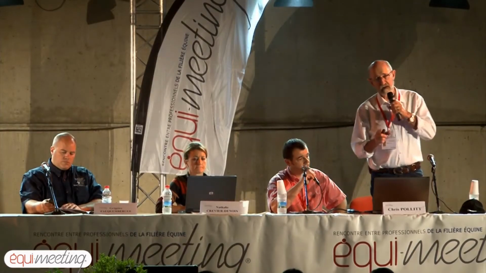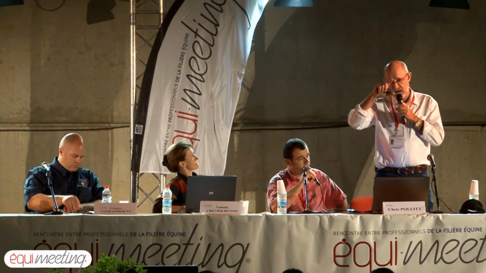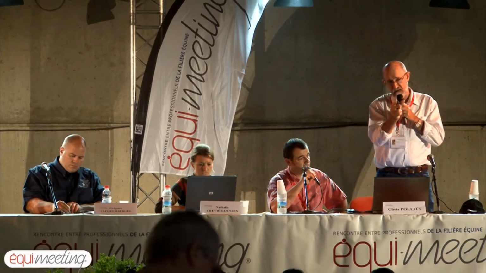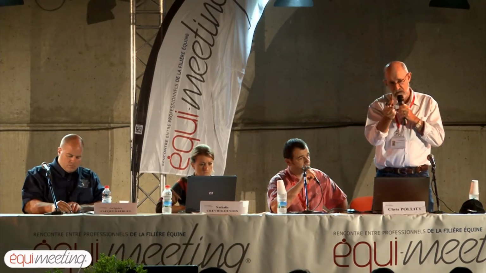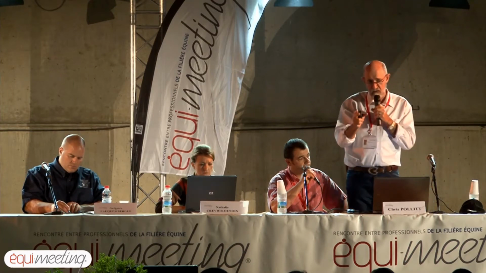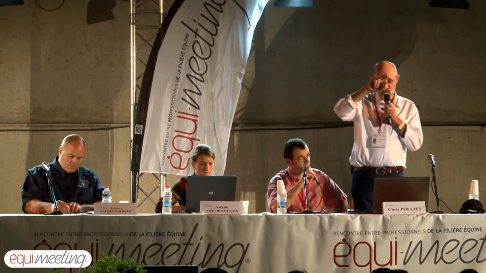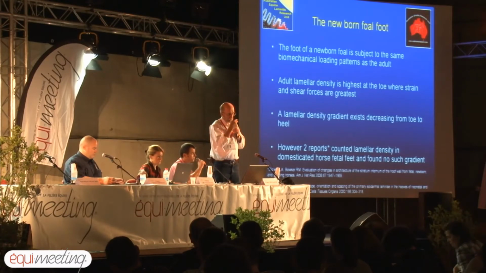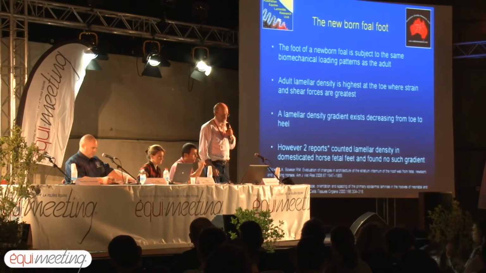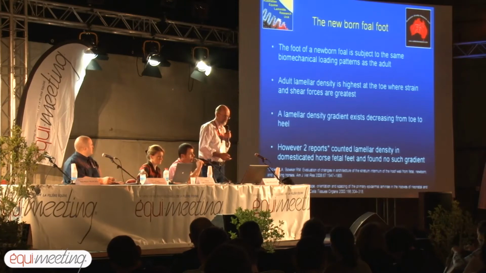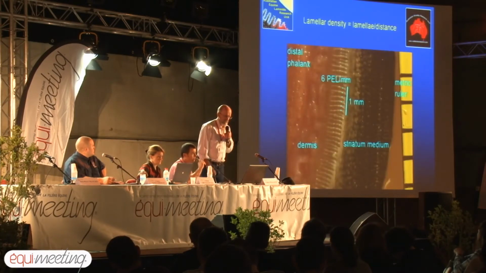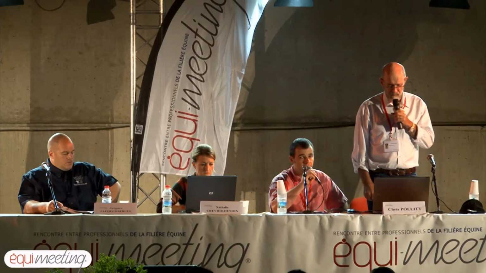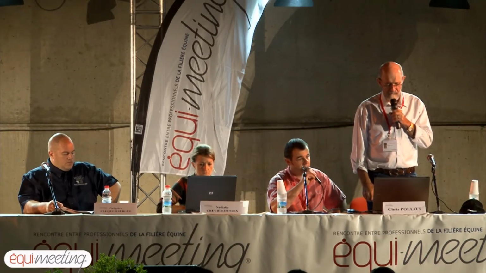Now, 2 reports came out of America that counted the lamellae and calculated the density of the lamellae from toe to heel. And in the newborn domesticated horse, saddle horses, there was no gradient. In other words, the lamellar density was uniform at the time of birth.